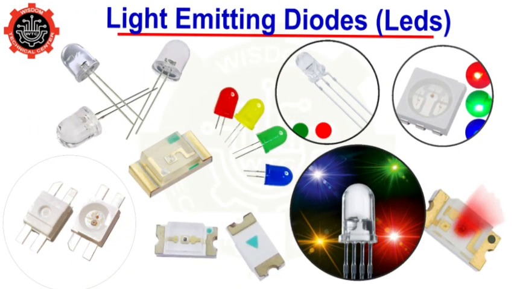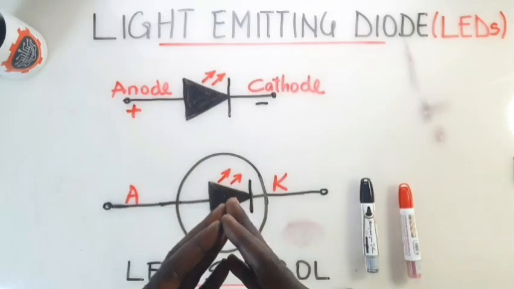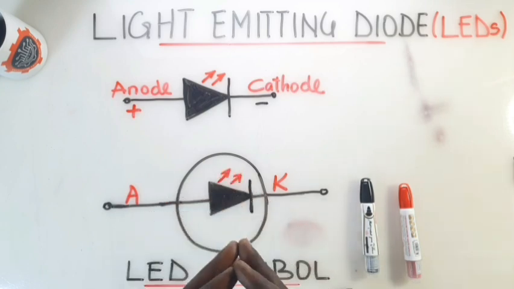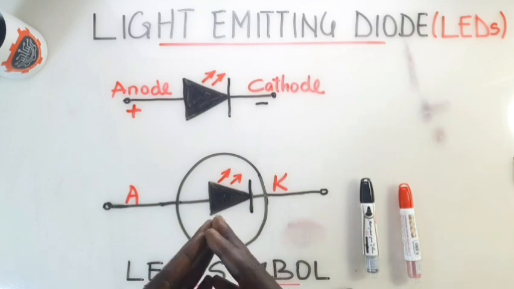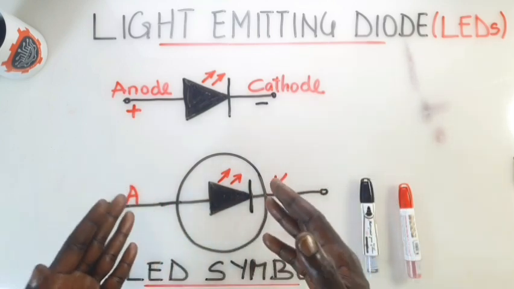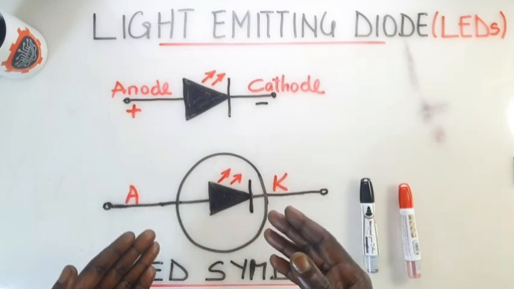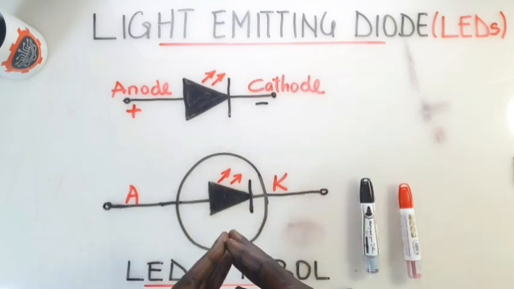So LEDs look something like this. They come in different shapes, colors, and sizes for different applications. We use this symbol in engineering drawings for LEDs as its circuit symbol. So this drawing we will see on our board represents the schematic symbol of an LED.